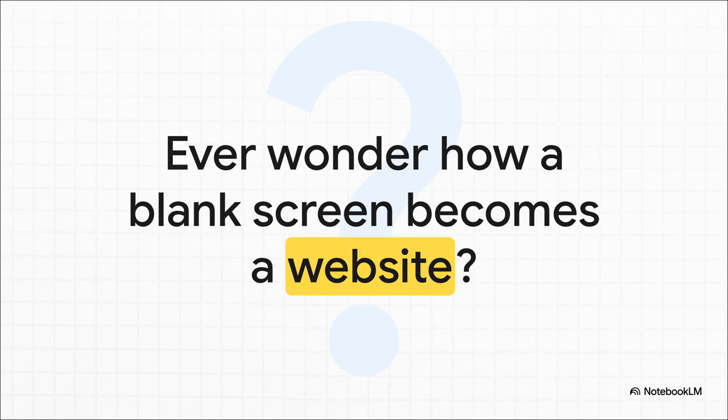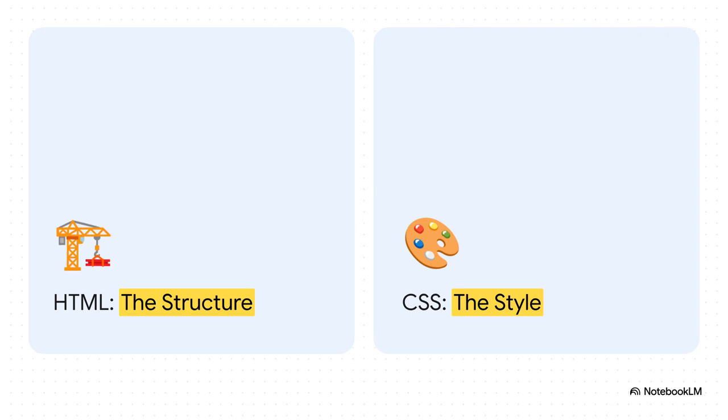So, have you ever just stared at a really cool website and wondered, how? Seriously, how does a blank file on a computer become this interactive, useful thing? Well, it all starts with two core languages that work together basically like a perfect team. And the best way to think about this team is to go back to that house analogy. First up, you've got HTML. That is your structure. We're talking the foundation, the walls, the roof, the bare bones.